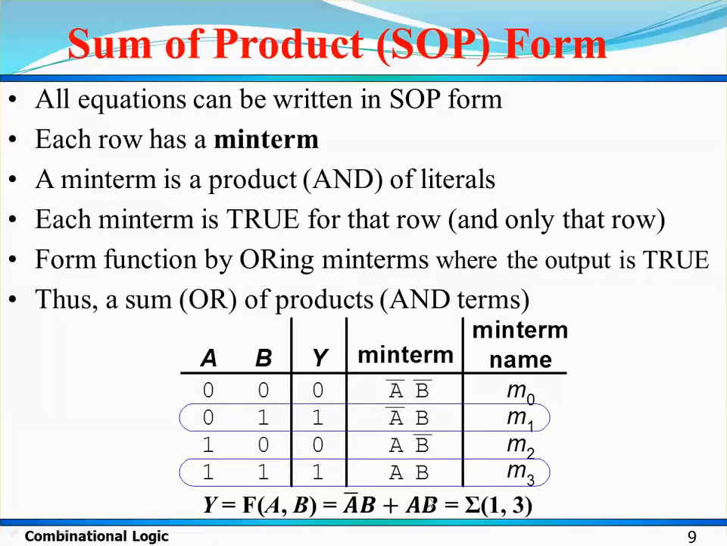So we have to add the first product, a bar b, and the second product, ab. This is called the product and this is the sum, and in total this is called sum of product implementation. It is represented by the summation sign. The symbol is the summation, and this 1 and 3 are minterm number 1 and minterm number 3.